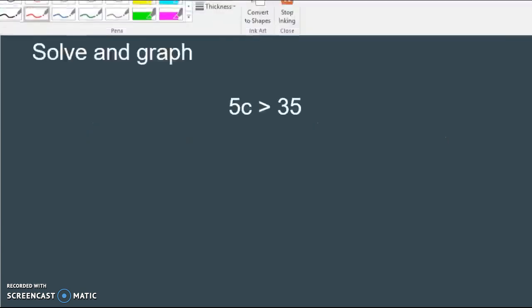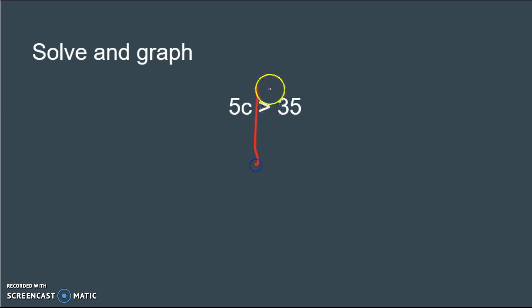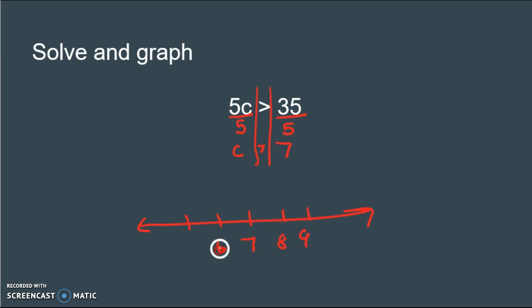So our first one here says to both solve and graph this. So we're going to divide by 5 on both sides. c is greater than 7. To graph it, I'm just going to put 7 in the middle, with 5, 6, 8, 9 around it. c is greater than 7, so I'm going to go to the right-hand side, and it's open because it's greater than.